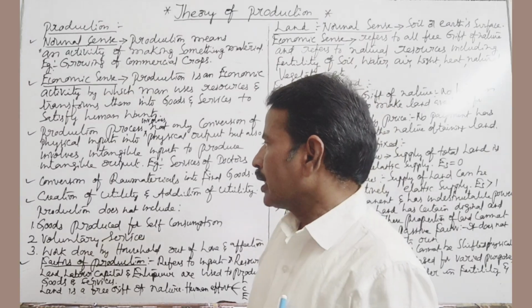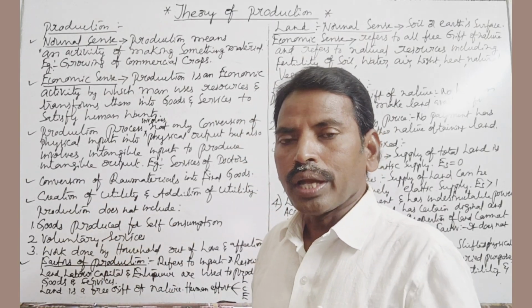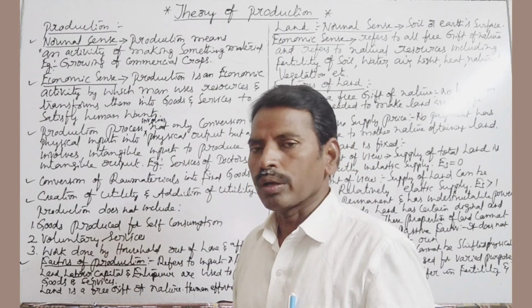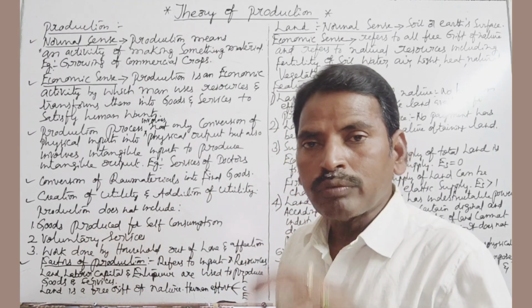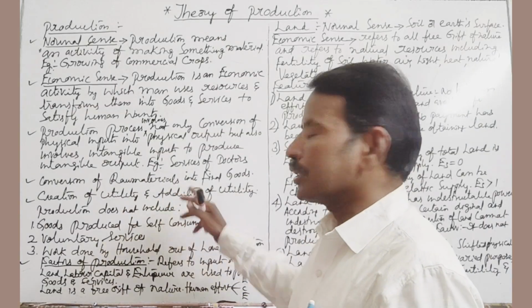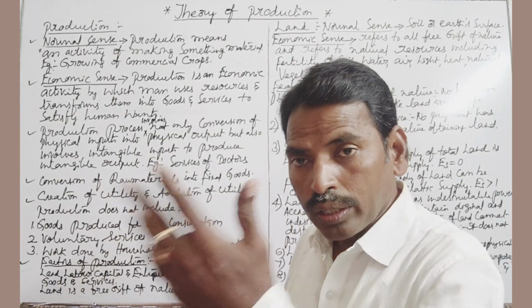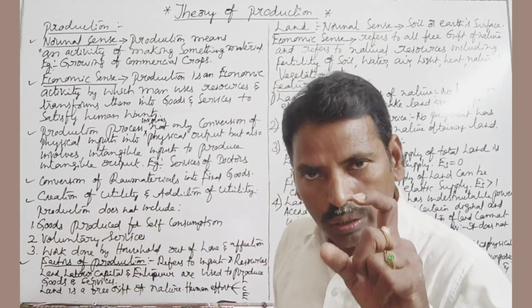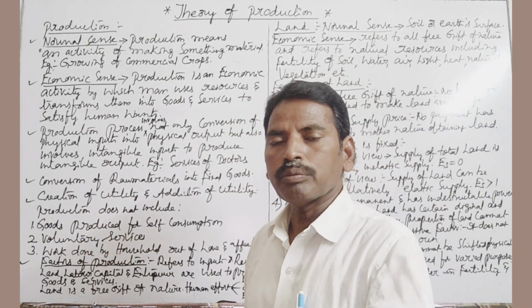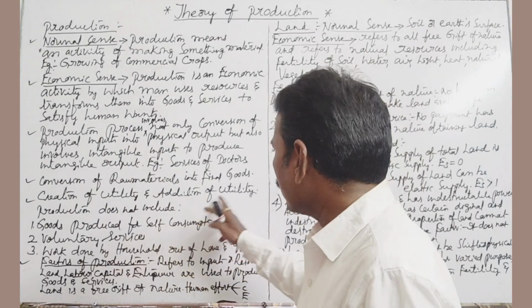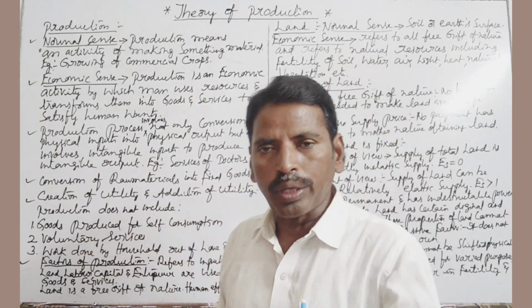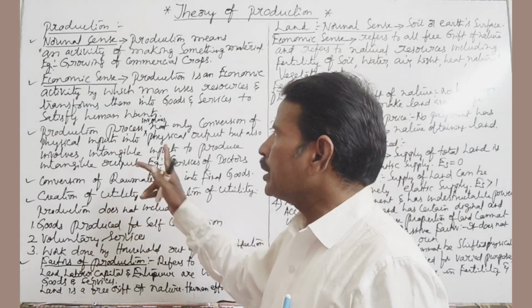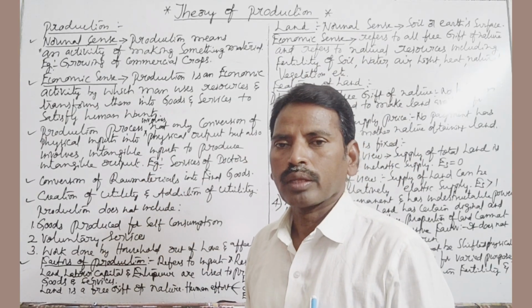Next, conversion of natural resources into final goods and services is also called production. Conversion of raw materials into final goods is also called production. Creation of utility is also called production, for example, form utility. Addition of utility is also called production, for example, place utility. This is the meaning of production.